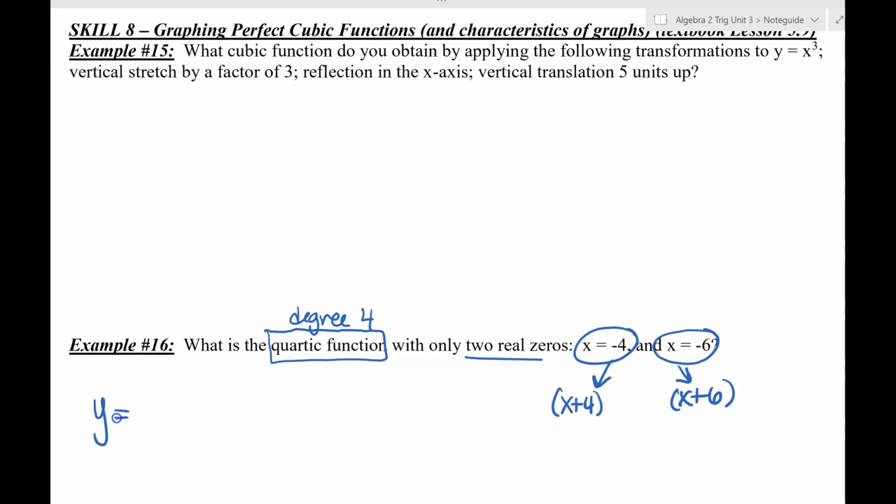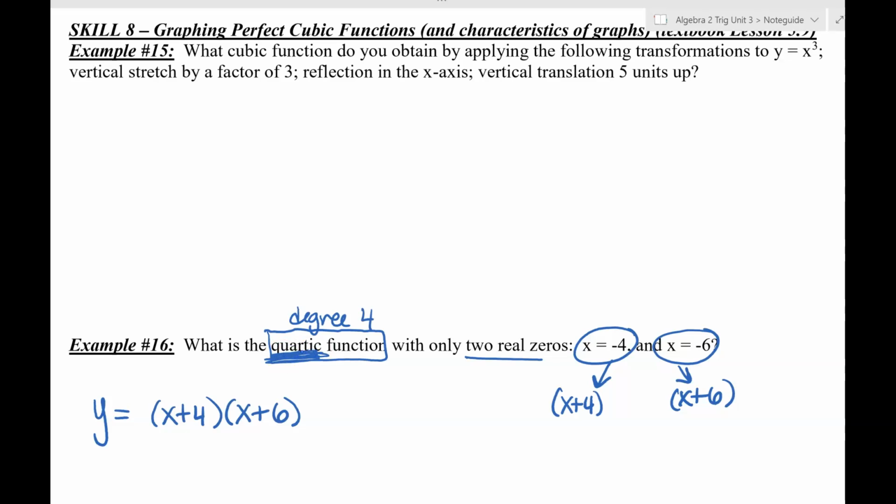If I put those two things together in an equation, first I want you to notice I don't have to worry about looking for an a value or that vertical stretch, compression, or reflection, because I basically have no other information. So nothing from the graph, no point it passes through, anything like that. But what it's not meaning here is it's not a quartic function.